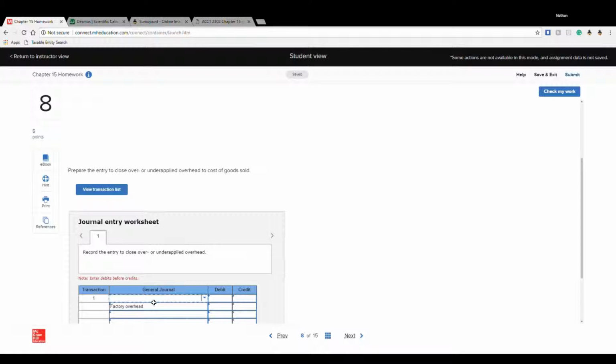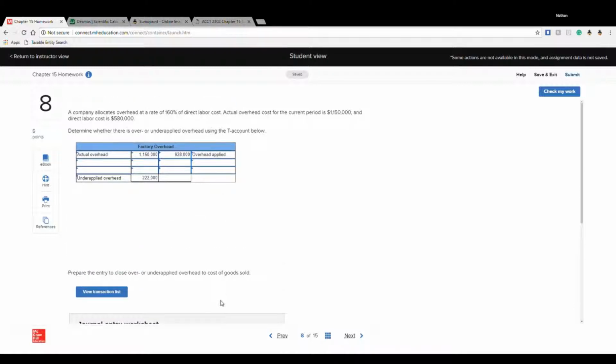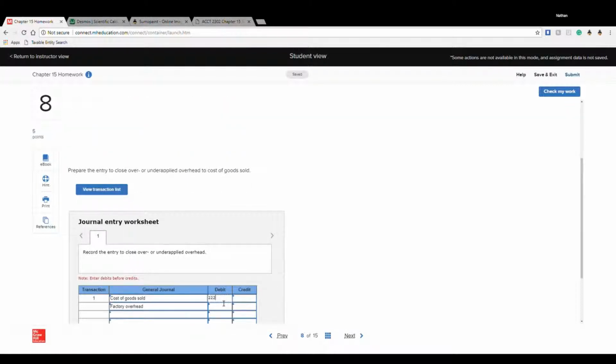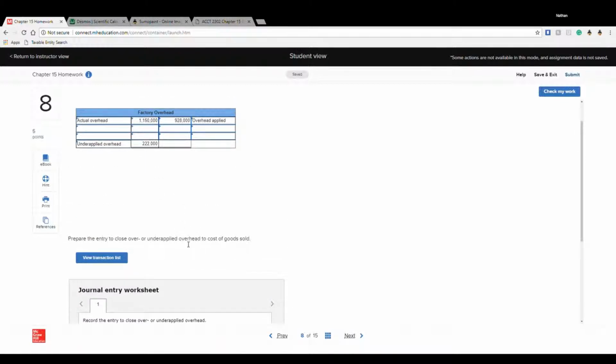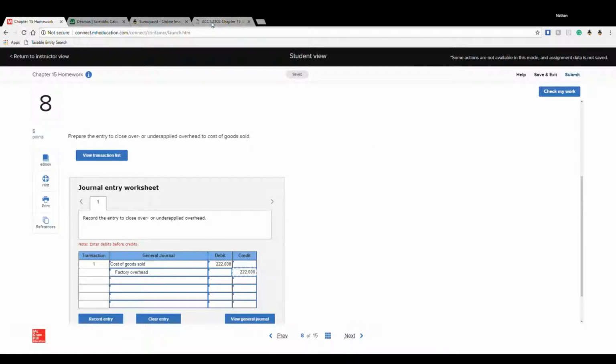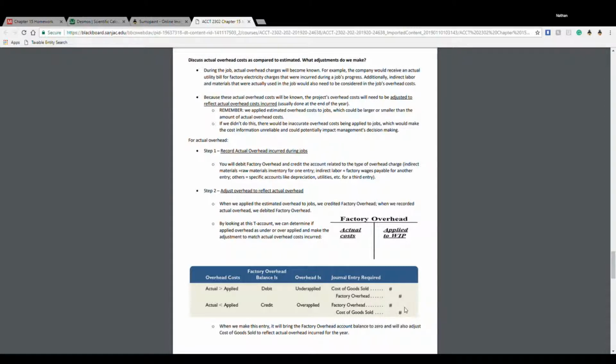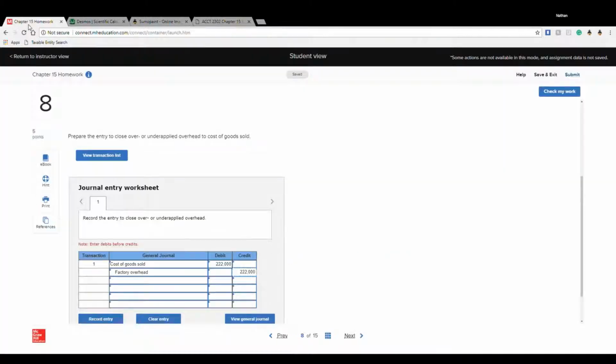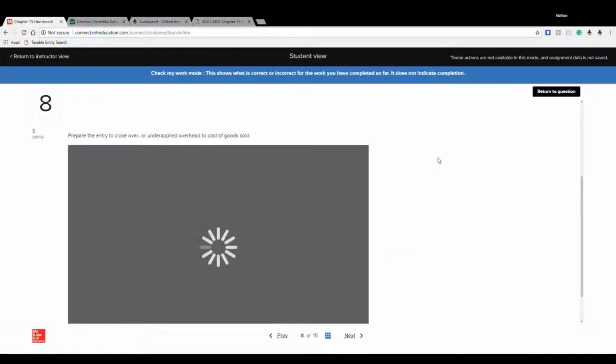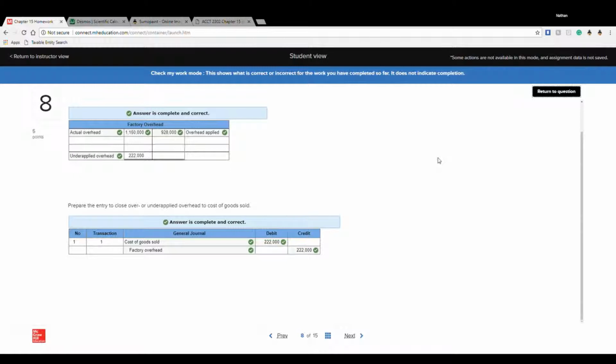So that means we must debit cost of goods sold of the 222,000, because again, I got that number right here, and we're trying to make it 0. So again, if you just want to see the journal entry, see how it was done, here in your notes, here it is. There's the journal entry right there. Of course, you gotta get used to it, so keep an eye on it. Again, always hit check my work after you're done, just to make sure it says answer is complete and correct.